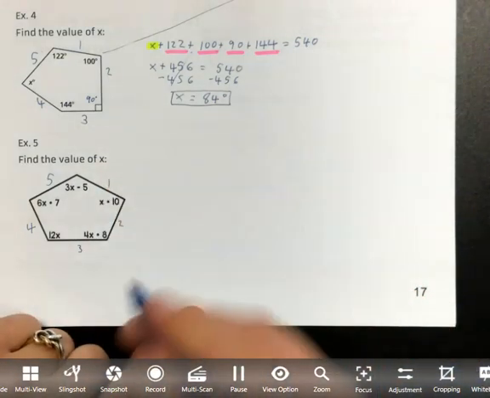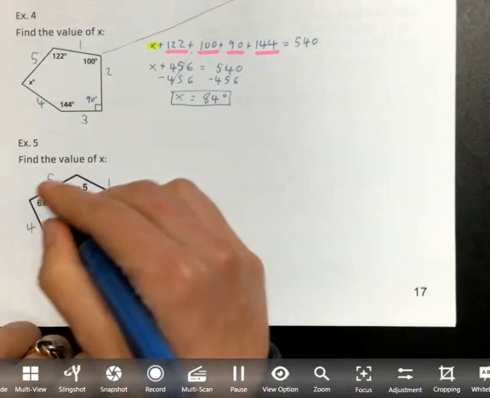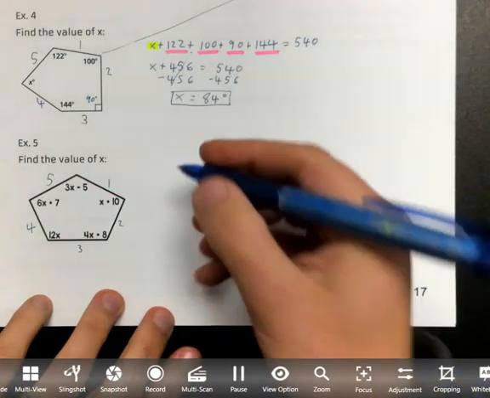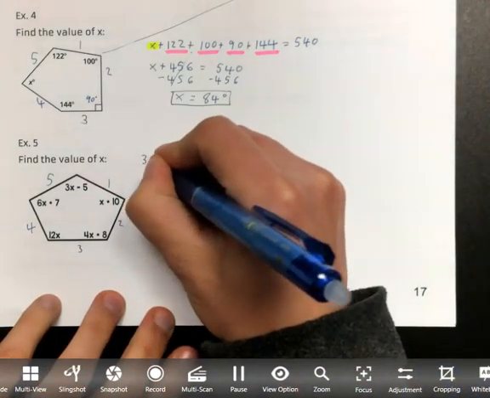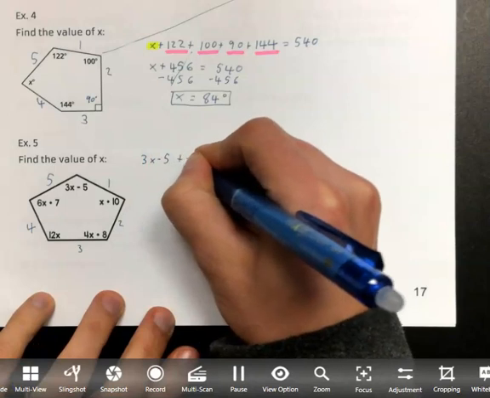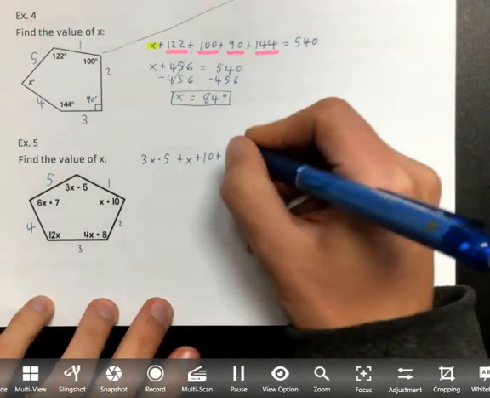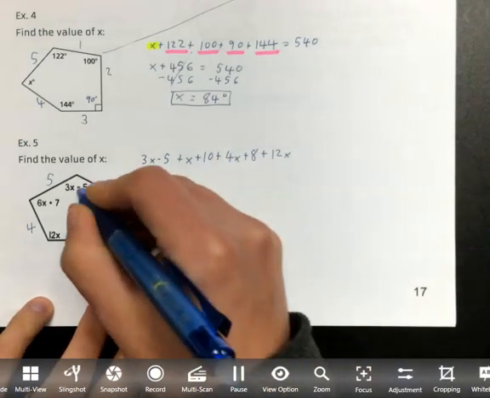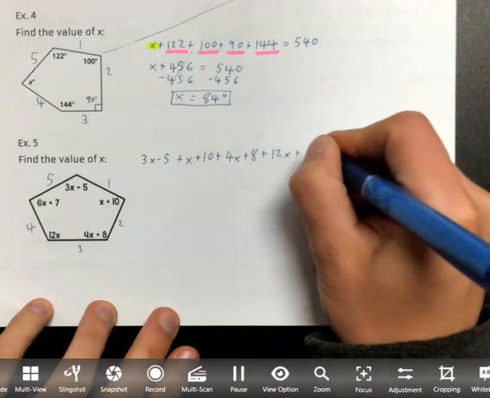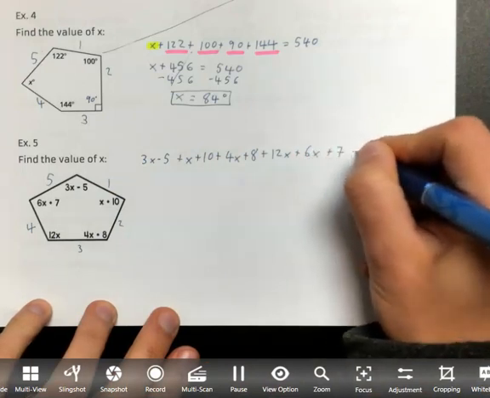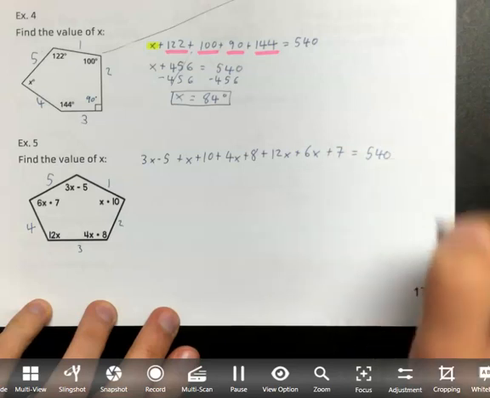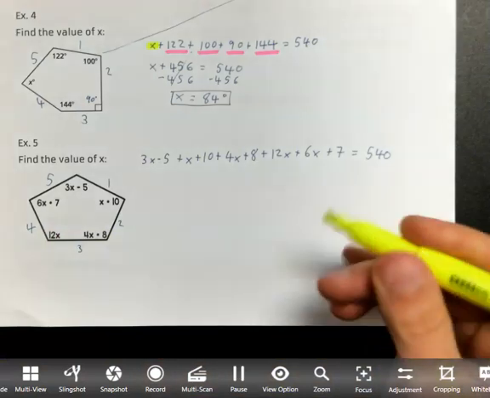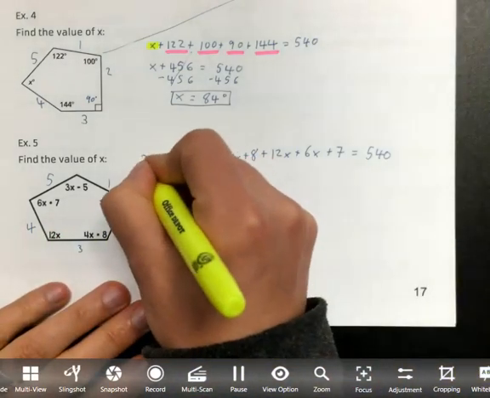So here we're going to do the same thing. We're just going to add up all these angles and make them equal to 540. I'm going to go ahead and start here with that top 3x. So 3x minus 5 plus x plus 10 plus 4x plus 8 plus 12x. See, I'm just moving this way. Plus 6x plus 7 is equal to 540. It's a very long line of things that you're adding up, so let's go ahead and make more sense of it.